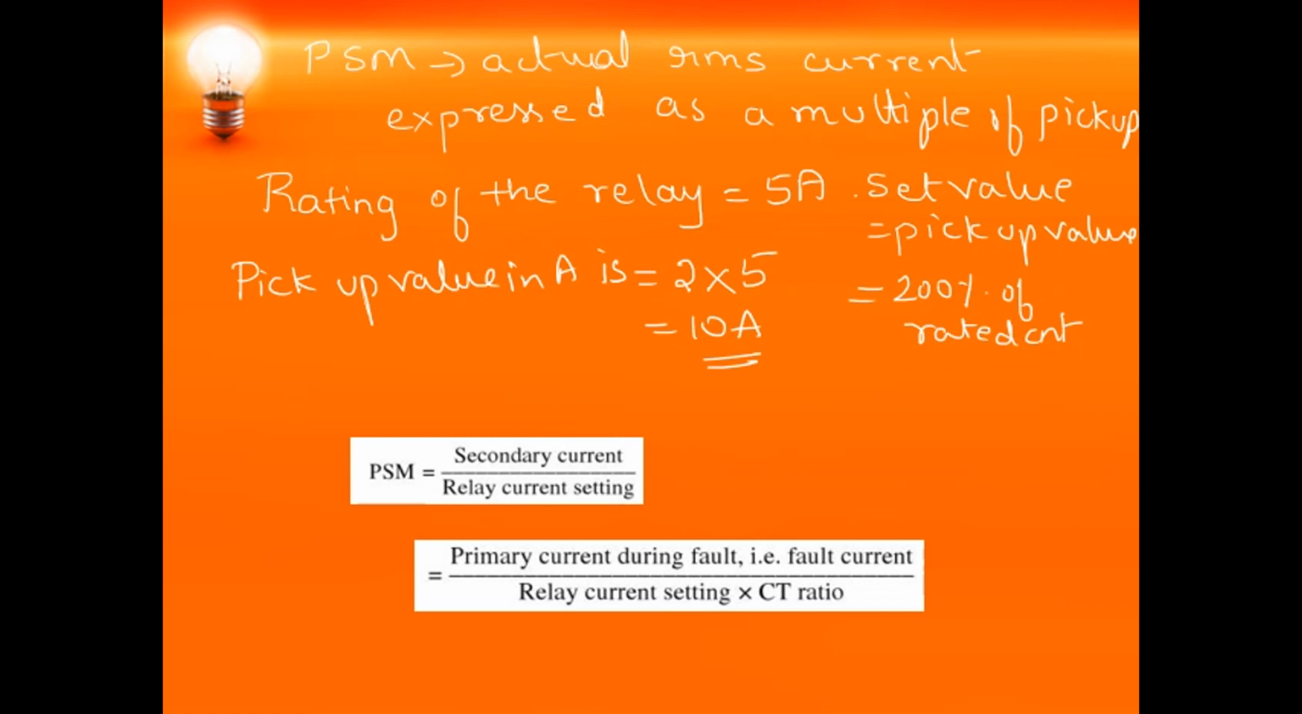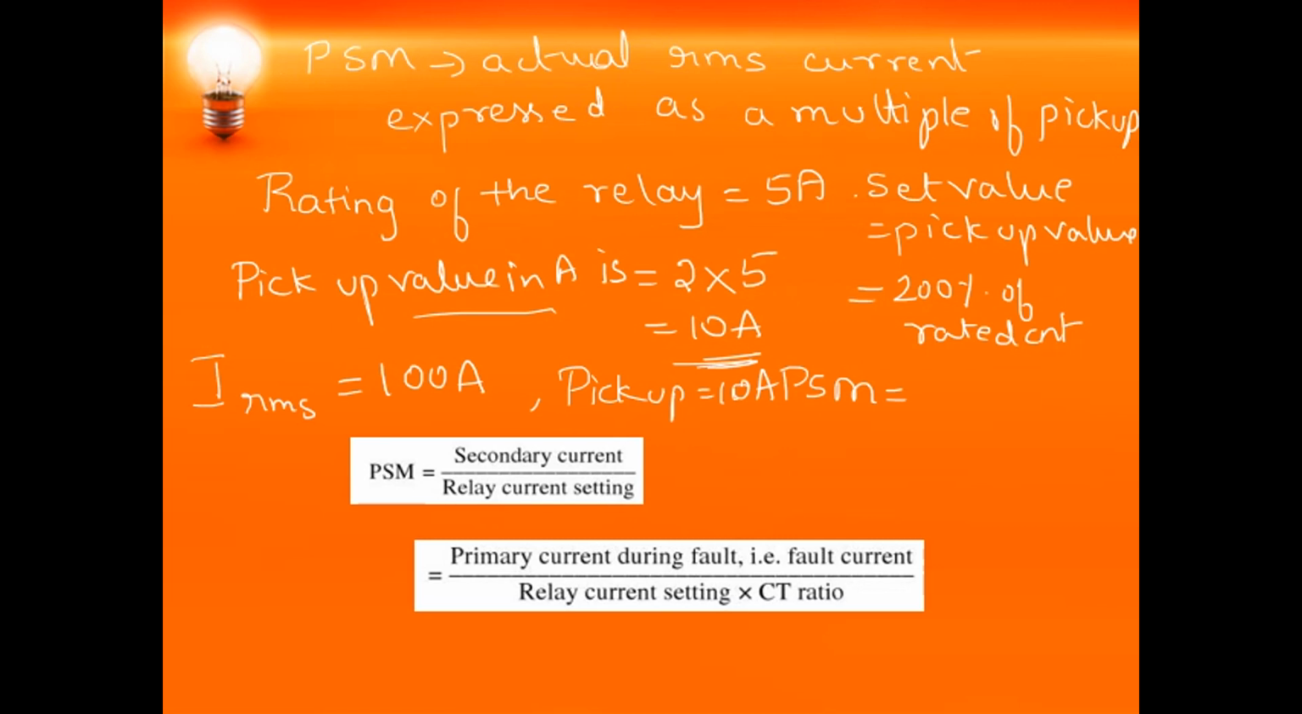Say for example, the RMS value of the current flowing through the relay is 100 amps. So it is well above 10 amps, right? It is a fault current. But instead of mentioning it as 100 amps, we need to express it in terms of PSM. Now what is our pickup value? Pickup value is 10 amps. So what is this PSM? Actual RMS current expressed as a multiple of pickup. That means our pickup value is 10 amps, and we have to get 100.